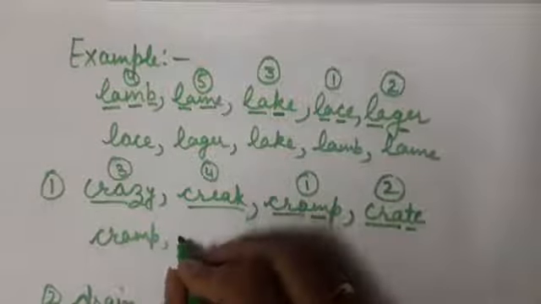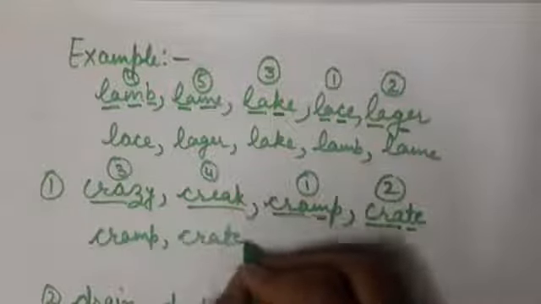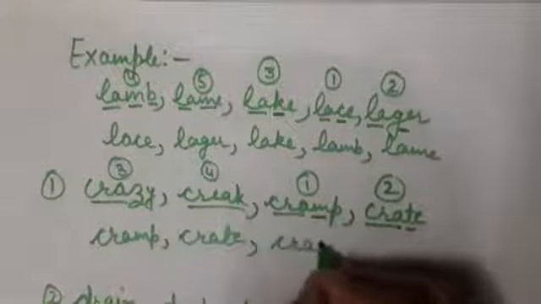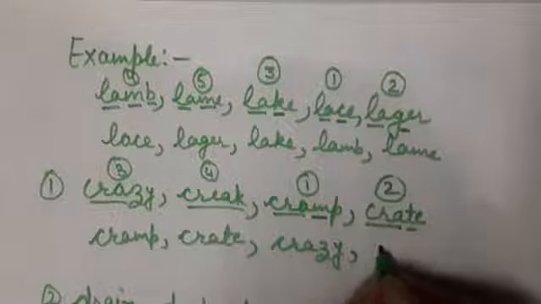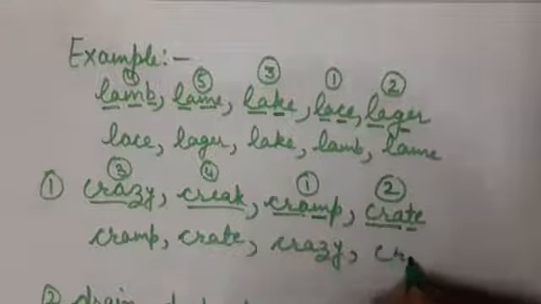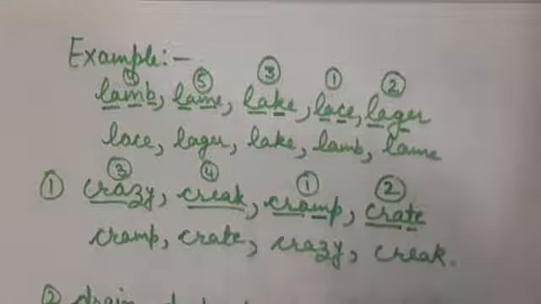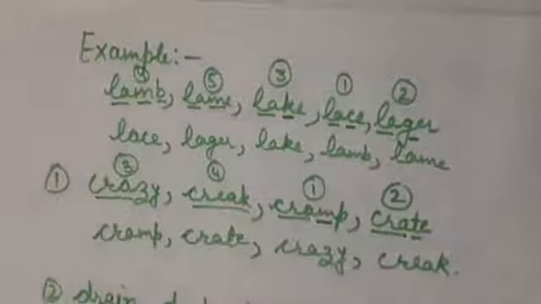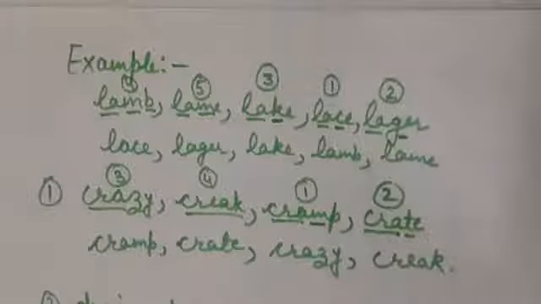Now the second one is crate, third one is crazy, and fourth one is creek. So I think you understood how we arrange this particular question. Now let's take the second one.